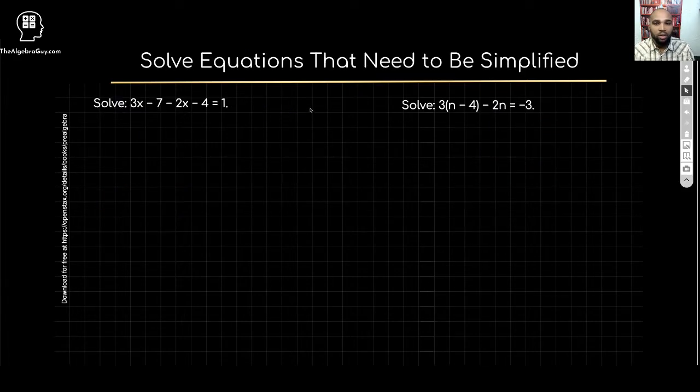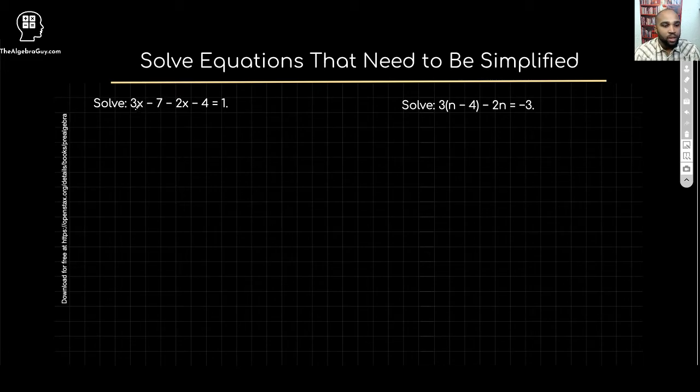All right, so let's solve some that need to be simplified first. Now, I want to encourage you, as usual, please work these problems. Pause the video, work them before I work them to test yourself, and you'll learn a lot better that way. All right, so ultimately, when we say solve, we're trying to find the value of x, right? So x equals something. We want just x by itself, not 2x, not 3x, but x.